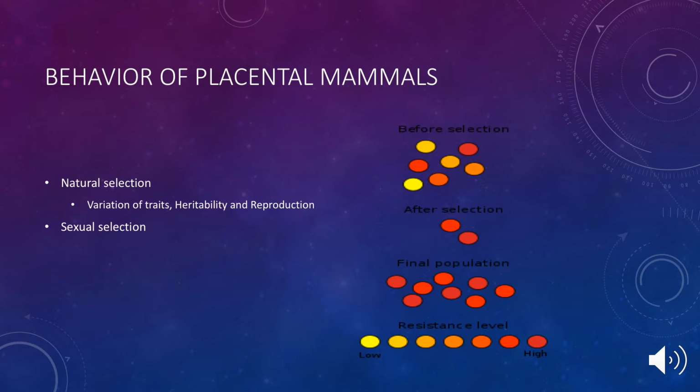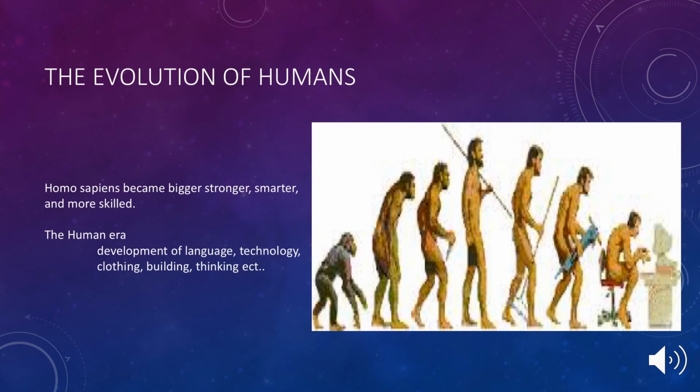Moving on to sexual selection, which deals with the evolution of characteristics due to the success in mating. The species that survived had the stronger genes to overcome life on Earth, and by mating it gave their offspring those strong genes.